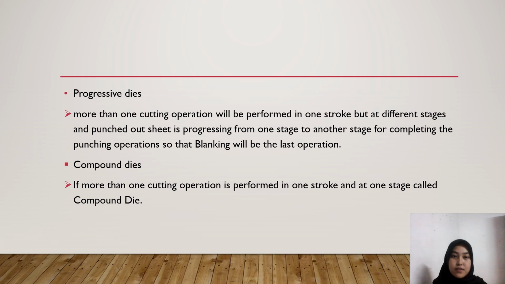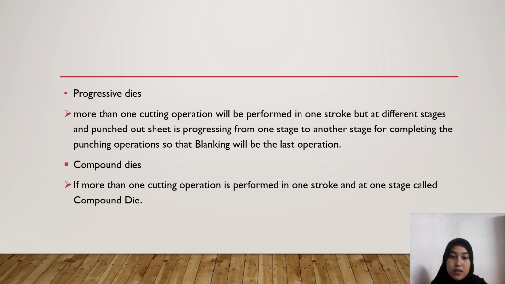Next is progressive dies. More than one cutting operation will be performed in one stroke, but at different stages, and the punched sheet is progressing from one stage to another stage for completing the punching operation, so that blanking will be the last operation.